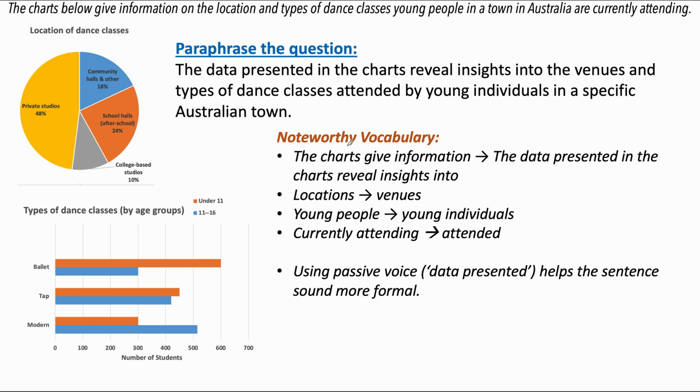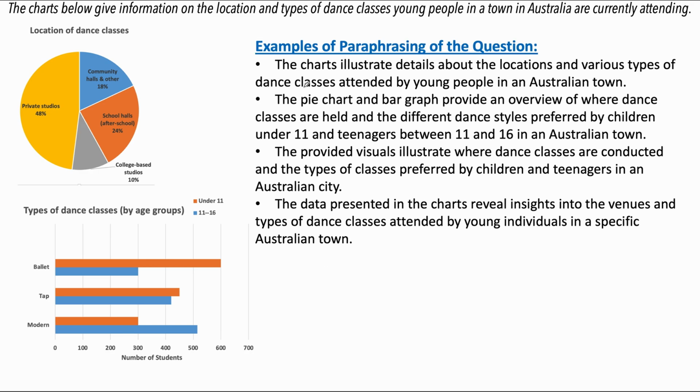And in this paraphrasing example, I have used passive voice. So I've written, the data presented in the charts reveal insights into the venues and types of dance classes attended by young individuals in a specific Australian town. So these are a few different ways of paraphrasing that we have seen. Choose whichever approach you are most comfortable with.